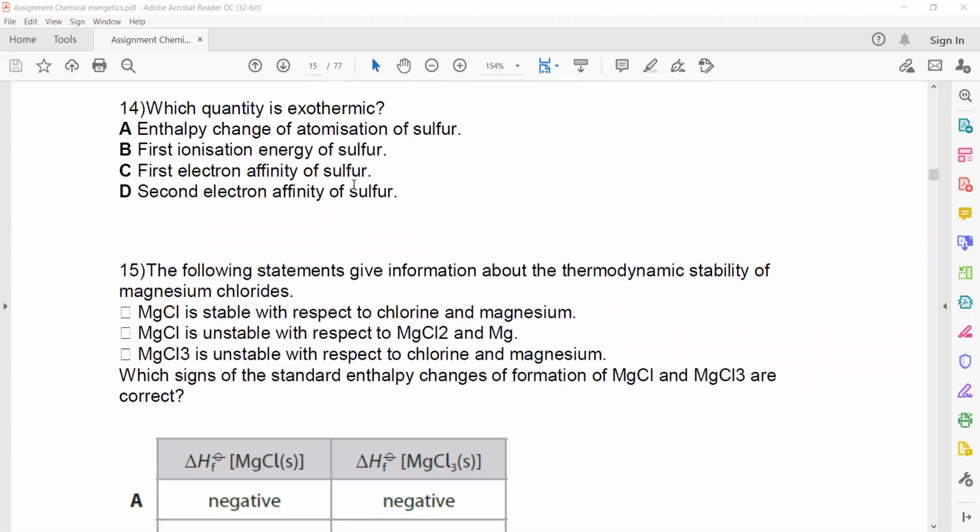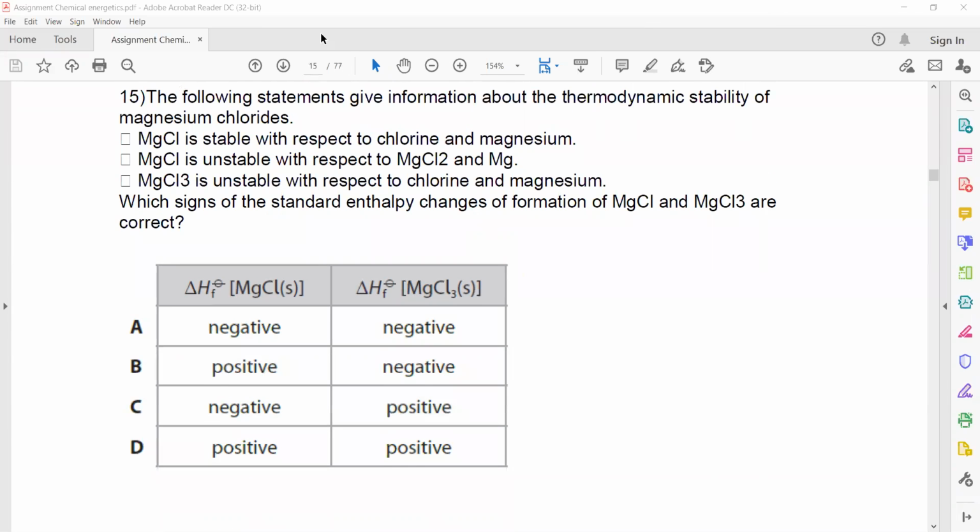In question 14, which quantity is exothermic? Enthalpy change of atomization: to atomize, you have to supply energy. First ionization: to remove the electron, you have to supply energy. First electron affinity: when an electron is added to a neutral gaseous atom, energy is released. So this is exothermic. Second electron affinity is not exothermic. Why? Because there is already a charge of -1, so to add an electron, like charges repel. That's why you have to supply energy. So the second electron affinity will be endothermic.